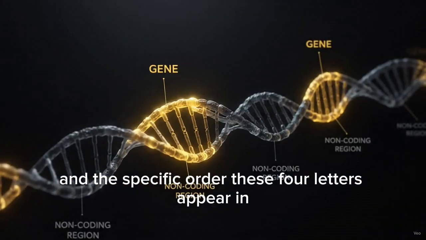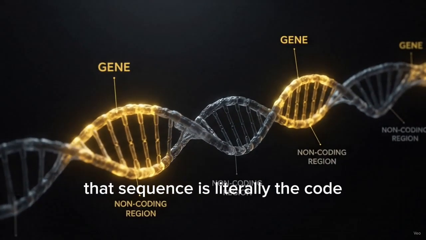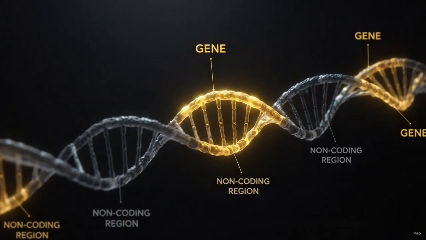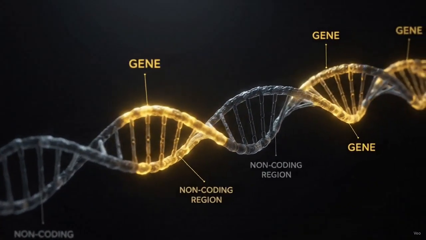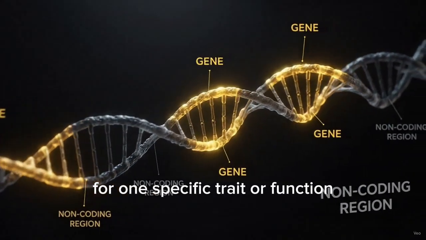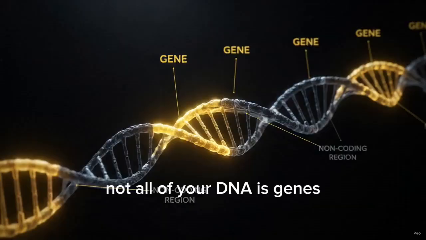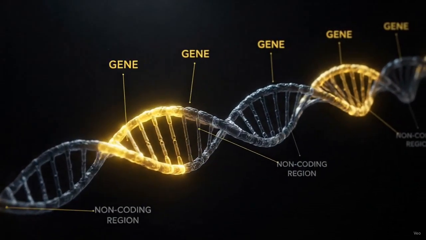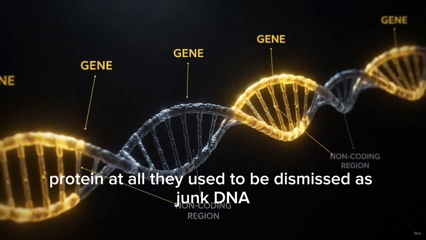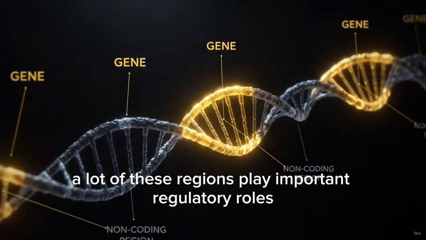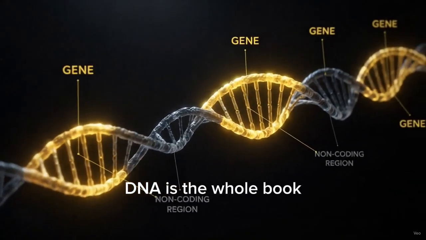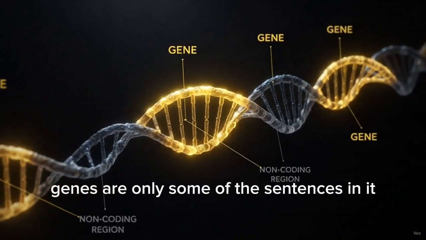And the specific order these 4 letters appear in, that sequence, is literally the code that tells your body how to build you. Small stretches of this code are called genes. A gene is the segment of DNA that carries instructions for one specific trait or function. But here's something worth knowing. Not all of your DNA is genes. Large portions of your DNA don't code for any protein at all. They used to be dismissed as junk DNA, but scientists now know a lot of these regions play important regulatory roles. DNA is the whole book. Genes are only some of the sentences in it.